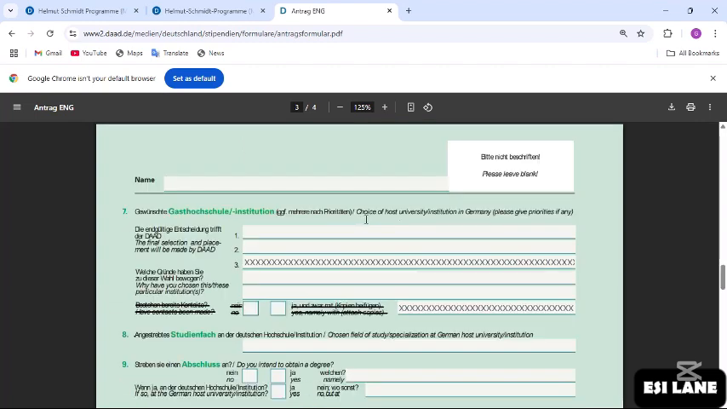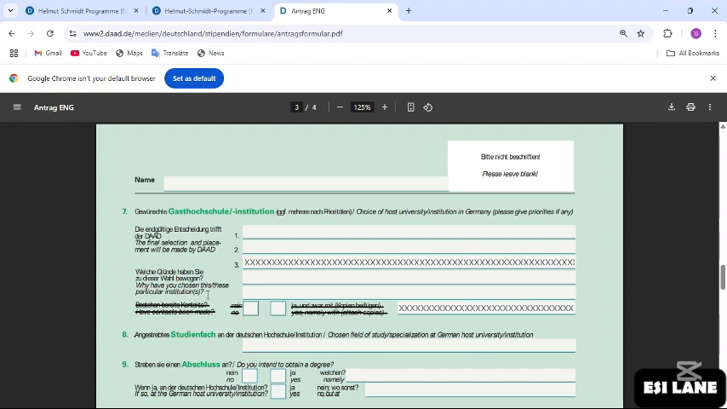Here we have choice of host university institution in Germany. So the universities you're applying to, you write them. We already said that you have to select them according to your choices. So you write your first choice institution and your second choice institution. For the Helmut Schmidt Scholarship, you have 2 choices, and then for the DAAD EPOS, you have 3 choices. So you're going to fill your choices here: first choice, second choice, and then third choice. This part is like this because I took this form from the Helmut Schmidt Scholarship, because you have 2 choices, and that is why they've marked this part.